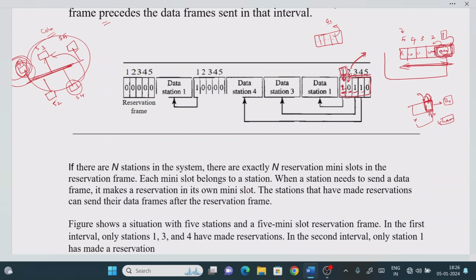So station 1 booked this slot, so it can happily send the data, right? Now after some time, at the third mini slot, station 3 has the right to send the data, so it is sending the data. Now after some time, in the 4th time slot, station 4 is going to send the data. That is the meaning of this one.